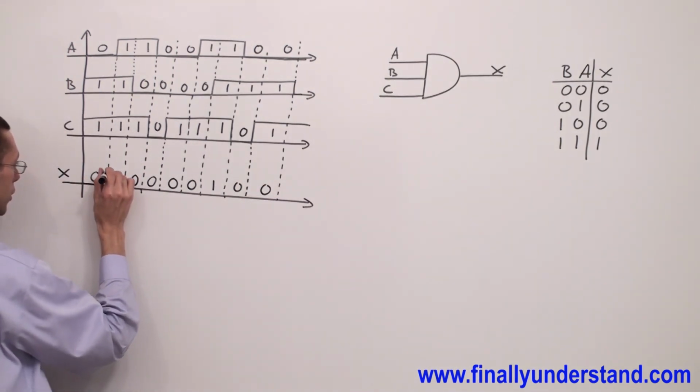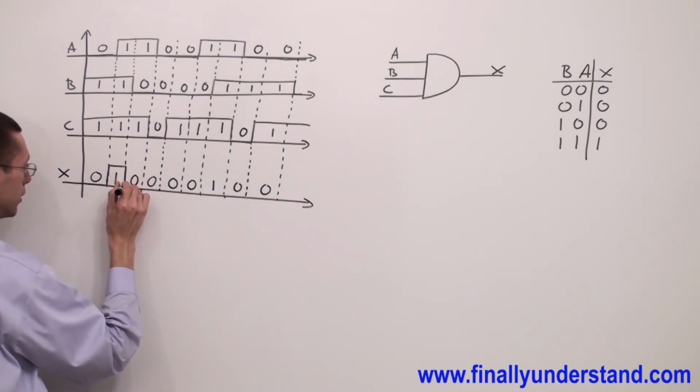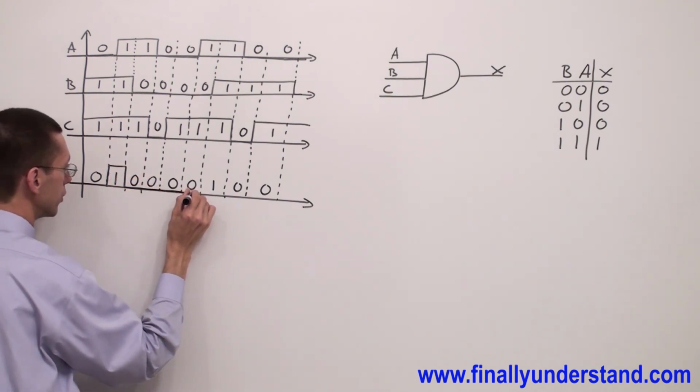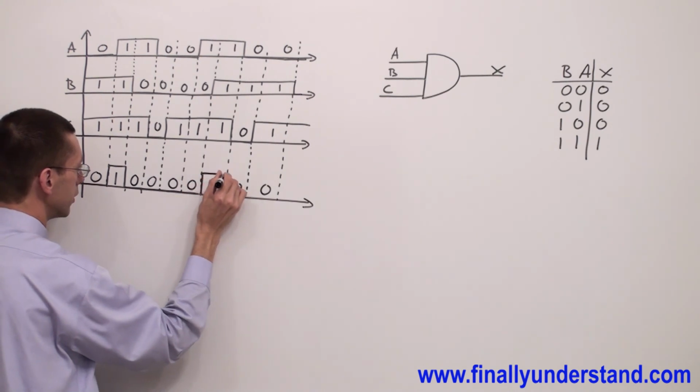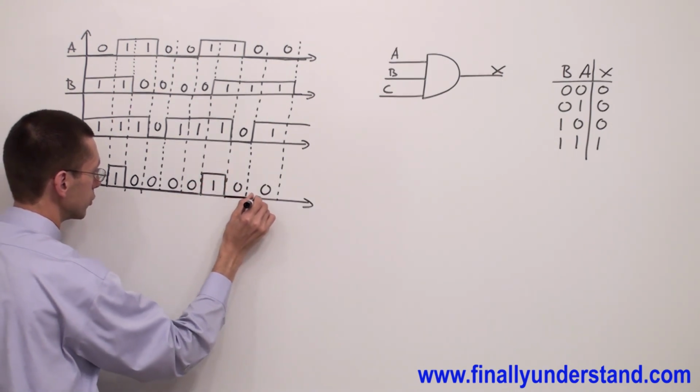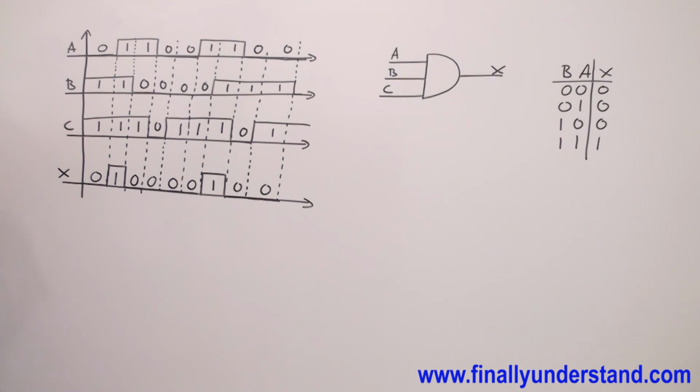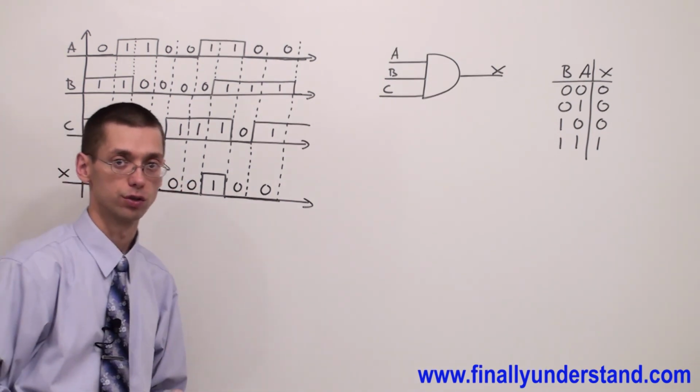We have 0. We have 1. We have 0, 0, 0, 0, and we have 1, and we have 0, 0, 0. And as you can see, this is the output waveform, and this is the solution to my problem.